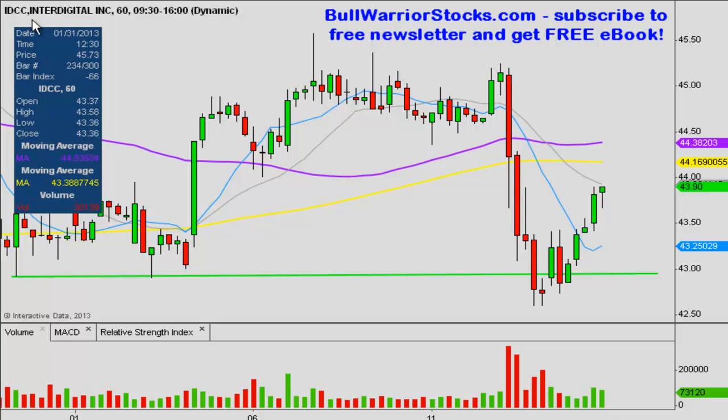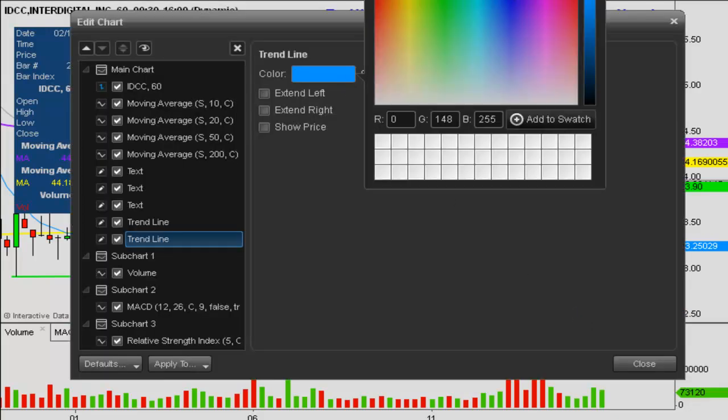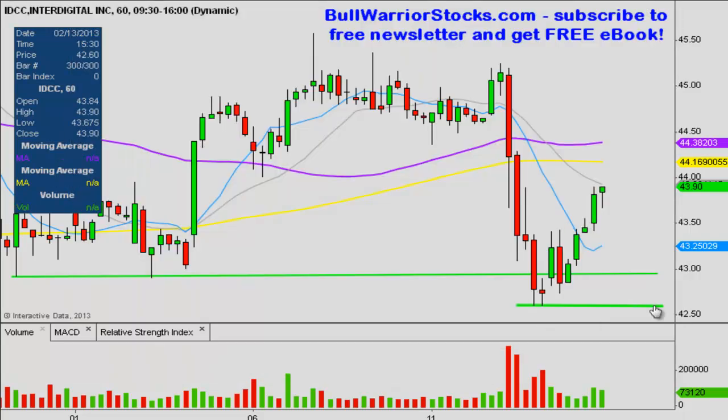And then obviously the level you really want to see it hold is down here, right where the buyers really stepped in, down at 42.60. So 42.60 is a very important level, and I'll make that line extra thick to represent it being important.